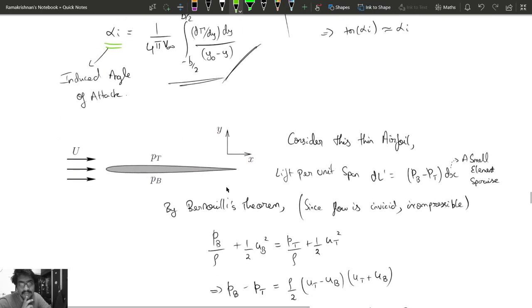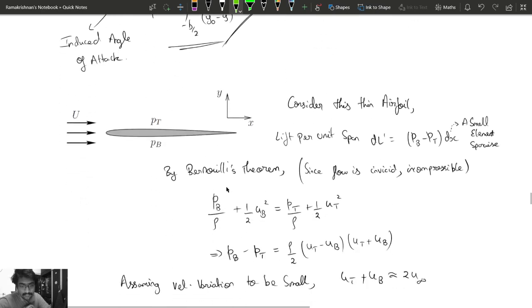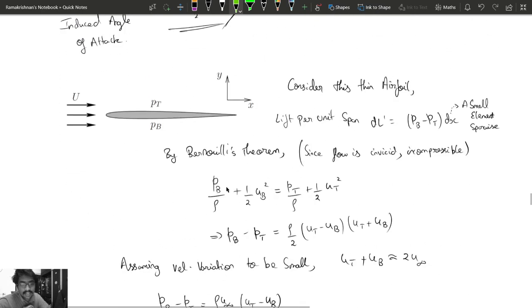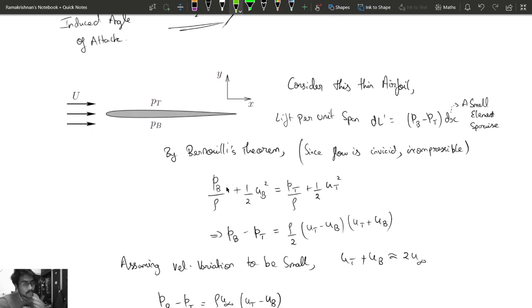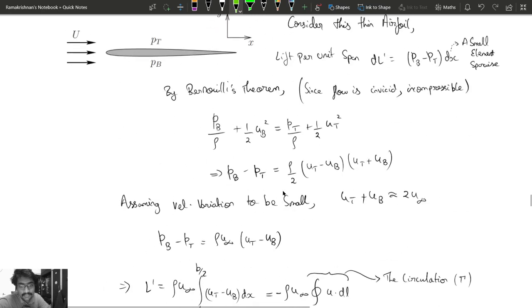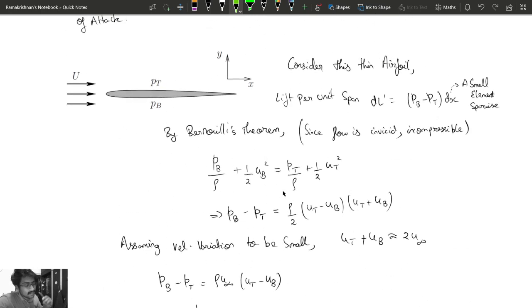And the next thing is, we need to calculate the drag coefficient. So before that, we'll quickly go through how lift coefficient is calculated here, and then we'll try to relate that to how we are going to calculate the drag. So consider a very thin airfoil here, because we are considering thin airfoil, we can make some approximations.